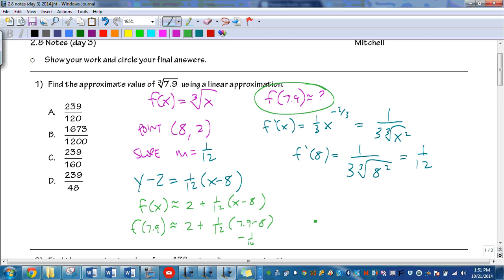So if we multiply that with our 1/12, we have 2 minus 1 over 120. So for this one, 2 is the same as 240 over 120, so we would end up with 239 over 120.